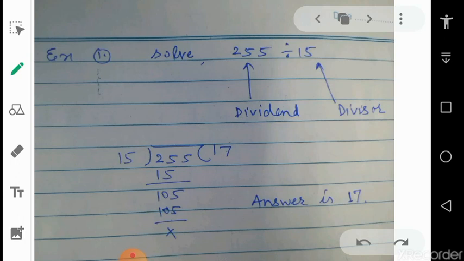Here 255 is divided by 15, table of 15. Again I tell you, if you remember the tables, you can do division or multiplication, otherwise not. So we try that. First of all, we will consider the first 2 digits from 255, because 2 cannot be divided by 15. So we will consider these 2 digits. Now 15 times 1 is 15, because it is less than 25, and 15 times 2 is 30, that will be bigger than 25. So we will write 1 here, and after subtraction we get 10.